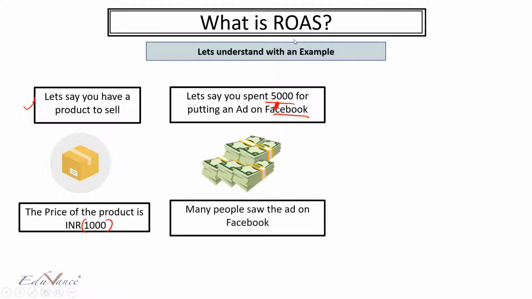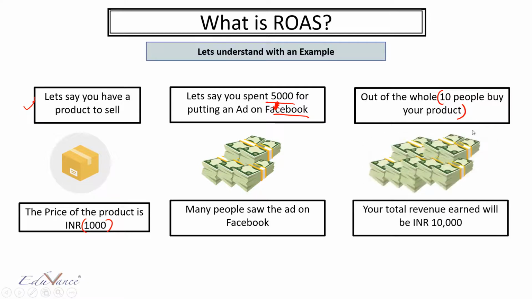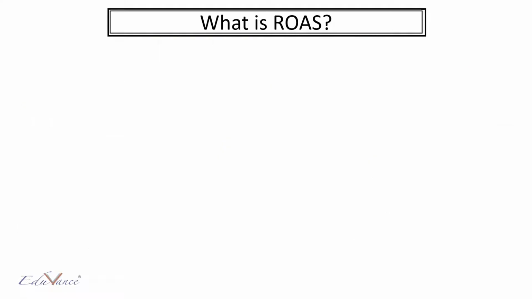So now once you put this advertisement, a lot of people saw this ad on Facebook, and out of all the people who saw the ad, 10 people decided to buy your product. Now for 10 people who decided to buy your product, you earned a total of 10,000 rupees because 10 multiplied by 1000 rupees per product is equal to 10,000 rupees. So the price of the product was 1000 rupees, and the total money that you earned was 10,000 rupees. Okay guys, so for 5,000 rupees that you spent, you earned 10,000 rupees.